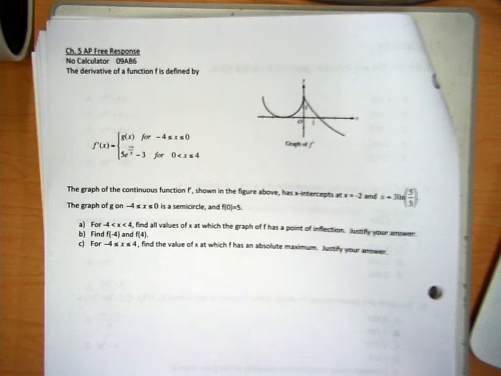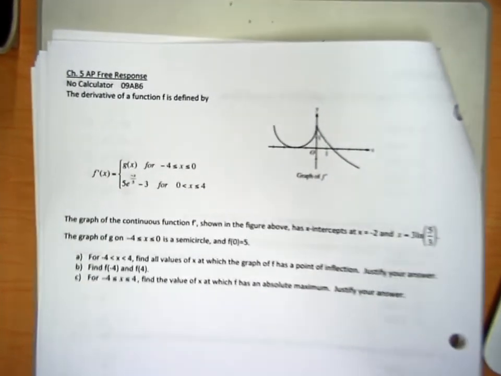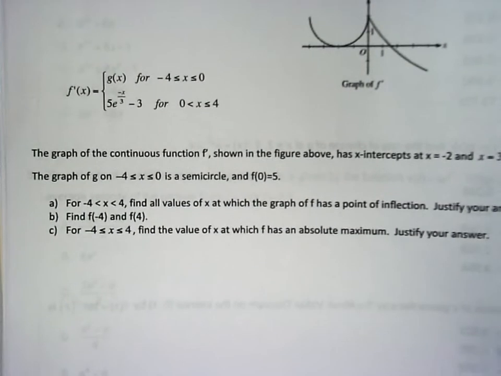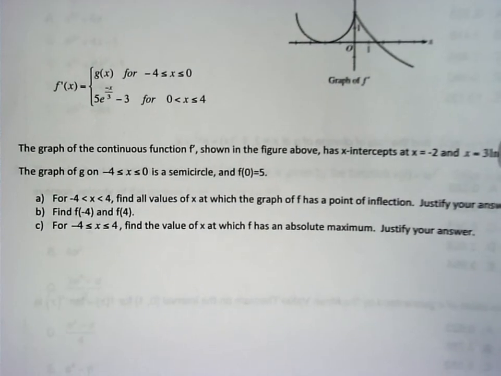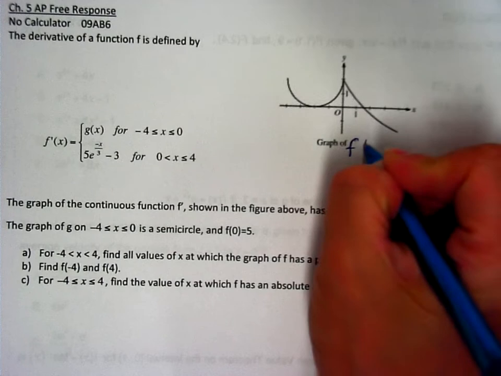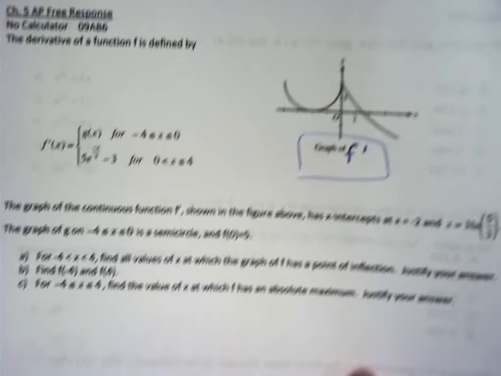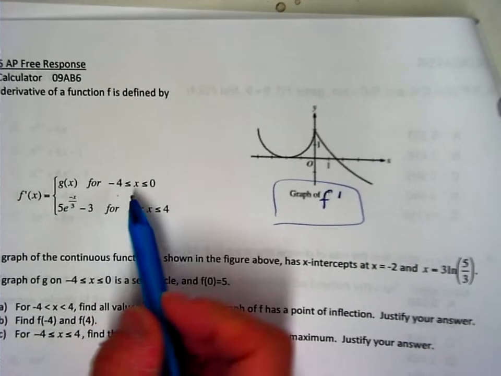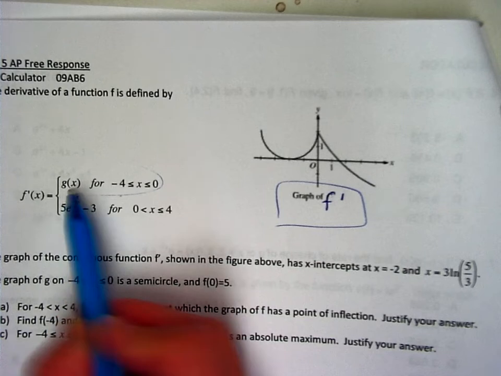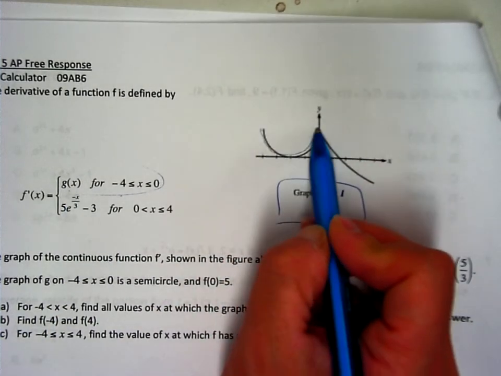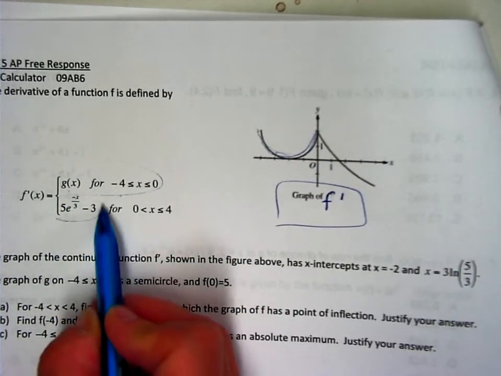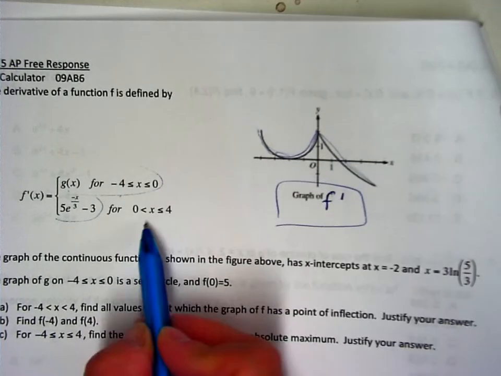Now we're going to look at a free response question that has exponential functions in it. So this was on the AB exam. So let's look at what they're giving us. They're giving us the graph of f prime, and they're telling us that this graph is defined by another function g of x. So g of x is this graph from -4 to 0. They're not giving us the equation, but they are giving us the equation of this portion of the graph from 0 to 4.